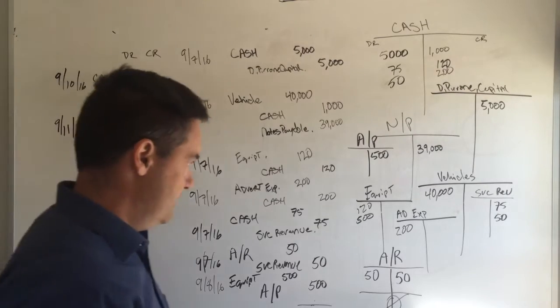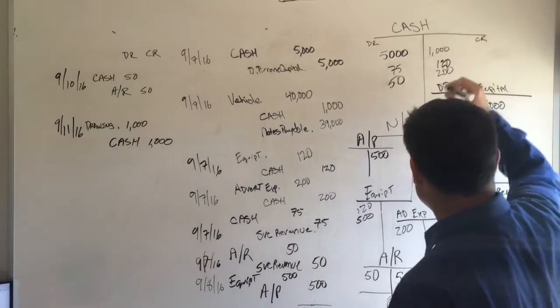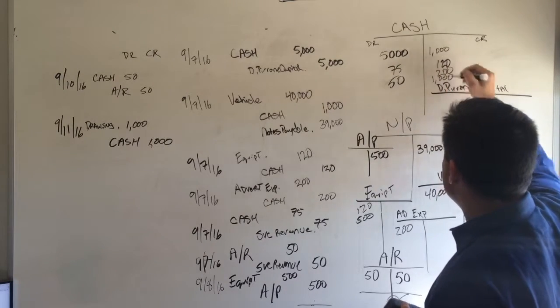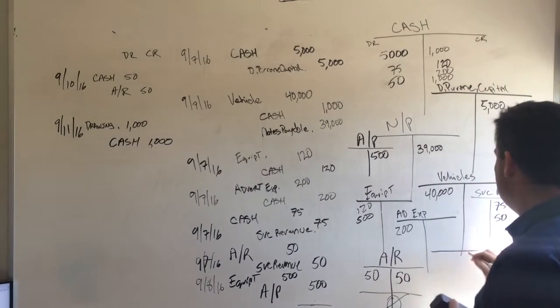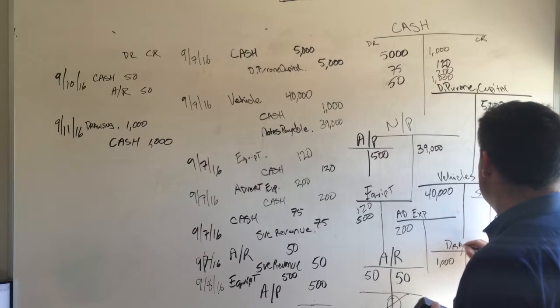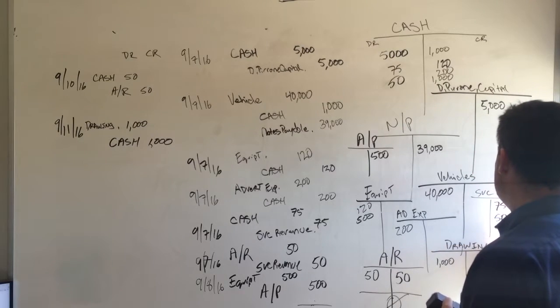So that is the account that we are going to debit. So we're going to credit cash up here in our T accounts for $1,000, and we are going to debit the drawing account for $1,000.